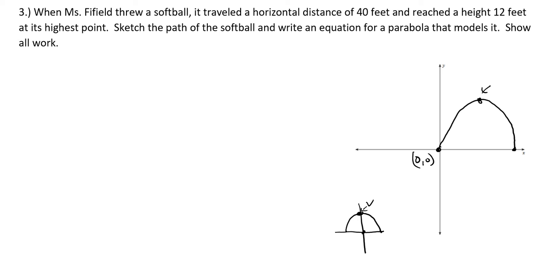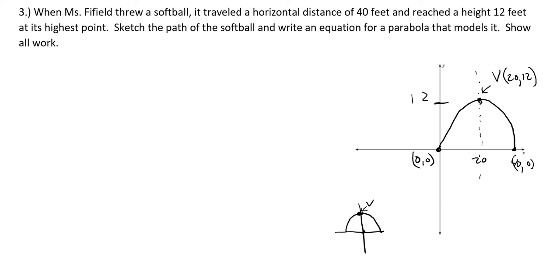All right, so then we know it went 40 feet, so this is 40. Whoopsie. We know this is (40, 0). So now we know the axis of symmetry. If this is 40, the axis of symmetry has to be at 20. And we already know the height is 12 feet, so we know the vertex has to be at (20, 12).